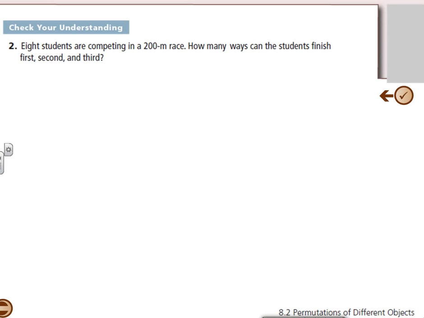What do they mean? All right, so I've got 8 students here. They're competing in a 200-meter race. How many ways can they finish first, second, third? First question you've got to ask yourself: does the order matter that they finish? Yeah. First place is not the same as 8th place. First place is not the same as 3rd. Order matters. And you'll see as we go along in the next lessons that sometimes order doesn't matter. But in this case, those are not the same.